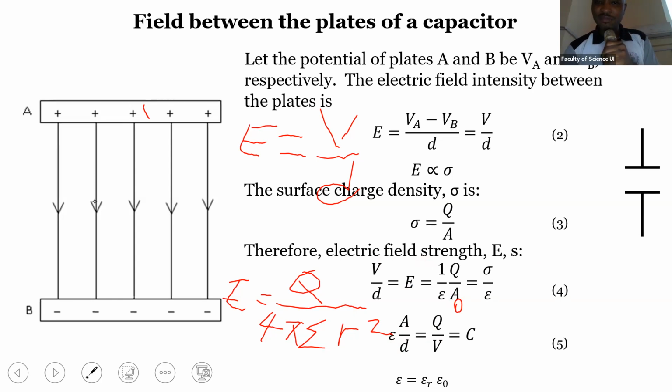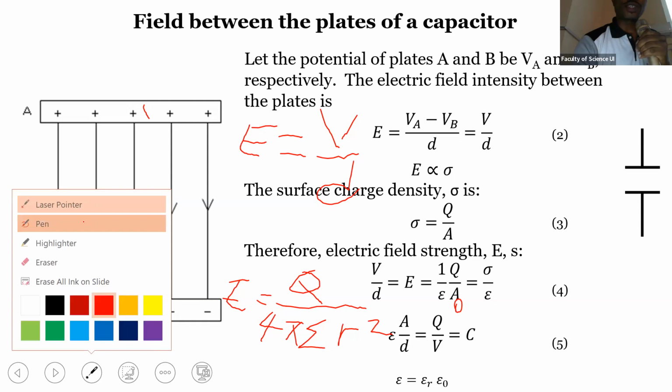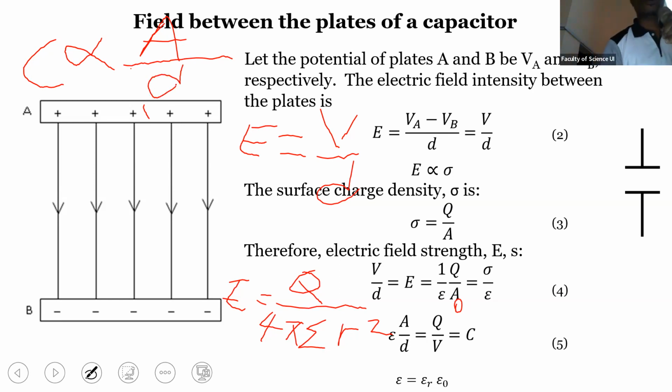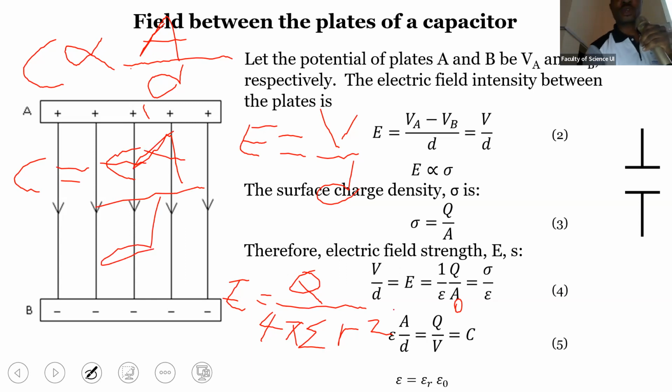Is there anything else? No. So C is equal to, okay, a simple way to remember this is to say that the capacitance of a capacitor is directly proportional to the area of the plates, and inversely proportional to the distance of separation between the plates. And when we introduce a constant of proportionality, it becomes C equal to, in this case, our constant is epsilon, A over D.